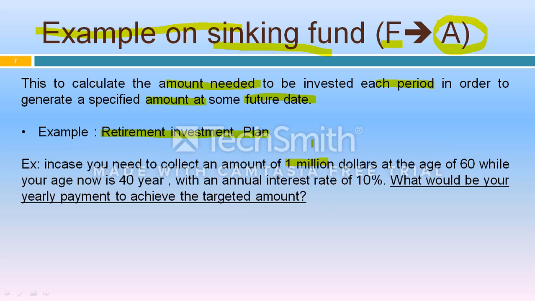This is F. And we know the period, which is 60 minus 40, because this is the target age, and this is today's age. And the interest rate, which is the attractive interest rate for us, is 10%. What would be your yearly investment?